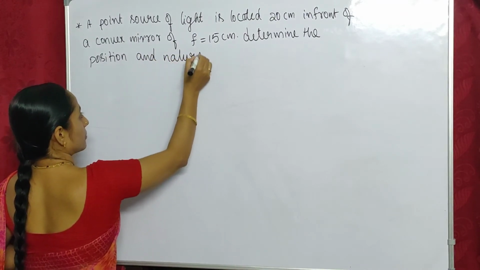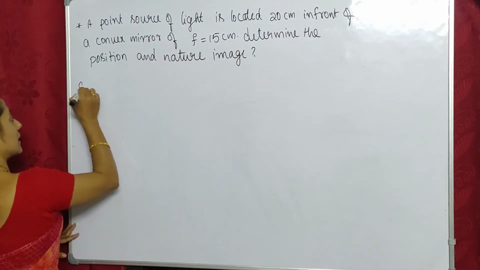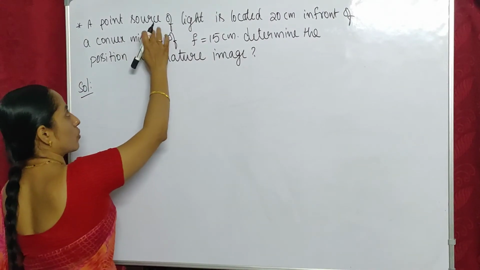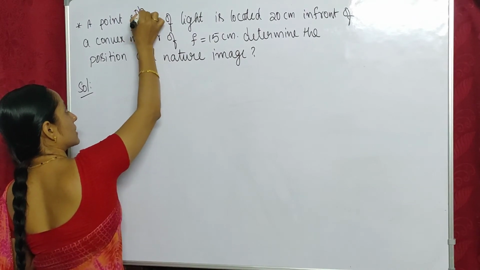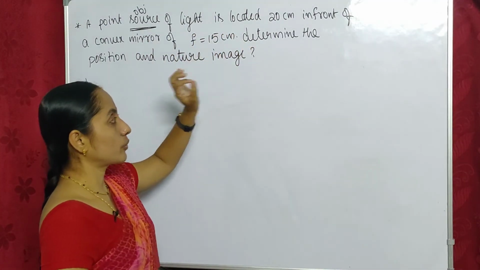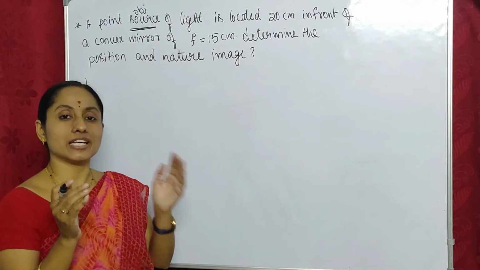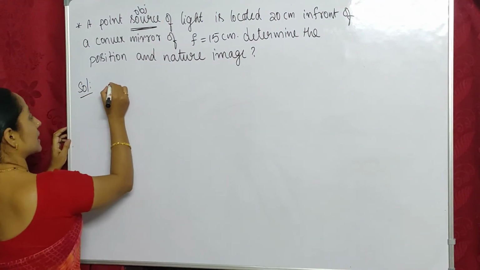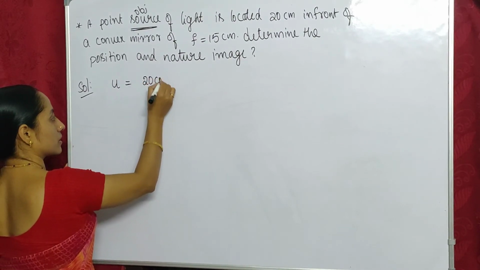So now we need to make an Aadhaar card for our image. So let us see the solution part. What is given? A point source. Here point source acts like an object. A point source of light is located 20 centimeter in front of a convex mirror. In front of the mirror is the object. The object is at a distance of 20 centimeter. So here 20 centimeter is our object distance.